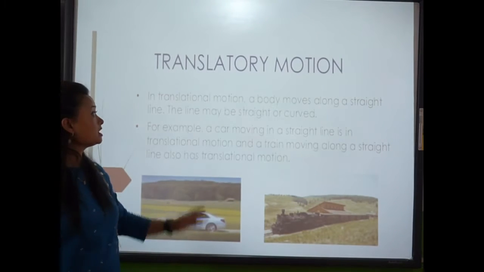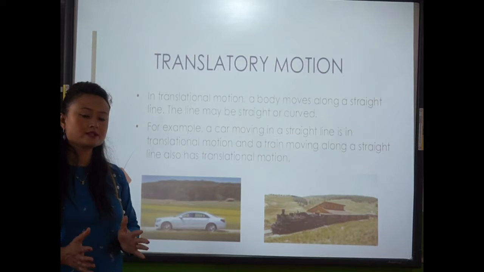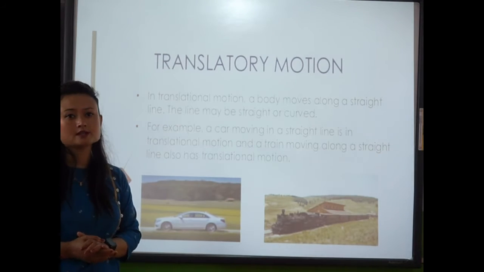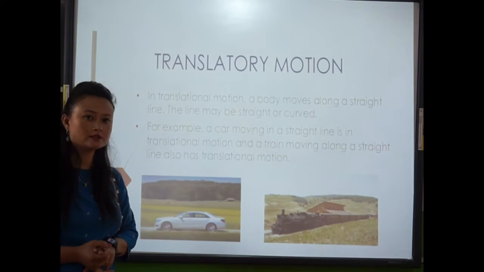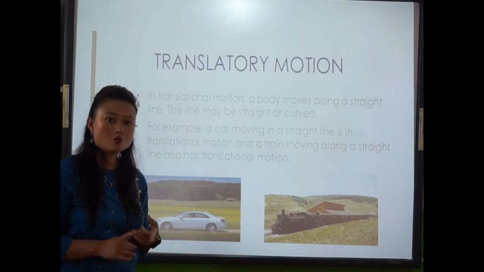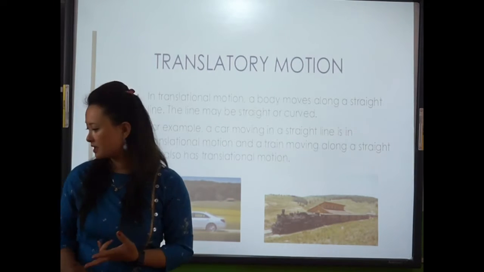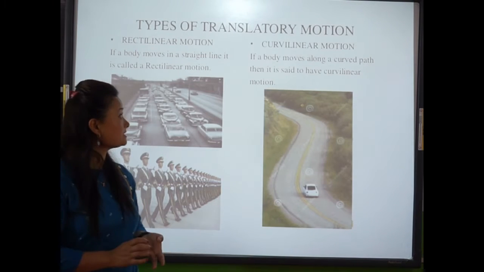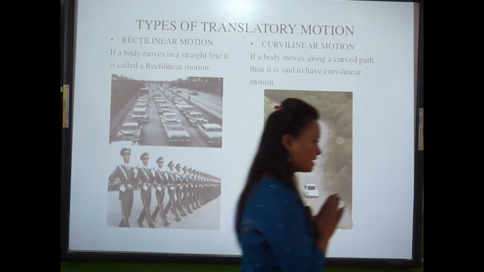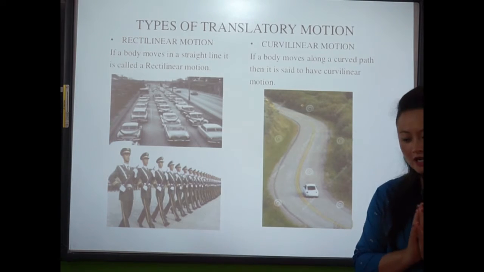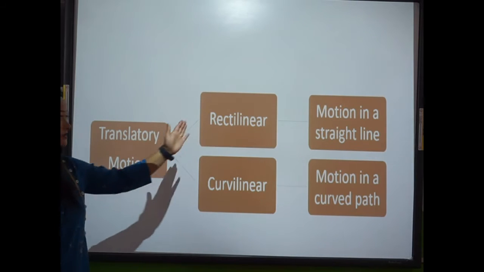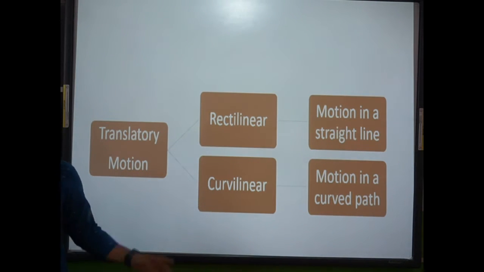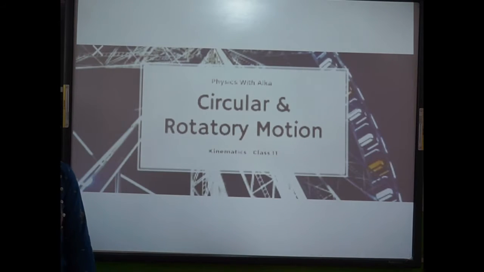And then we started with translatory motion. What is translatory motion? When a body travels in a straight path, it is called translatory motion. Translatory motion is further subdivided into two types: rectilinear and curvilinear. Rectilinear means when the body moves in a straight path. Curvilinear means when the body moves along a bend. So translatory motion is further subdivided into two: one is rectilinear, the other is curvilinear.